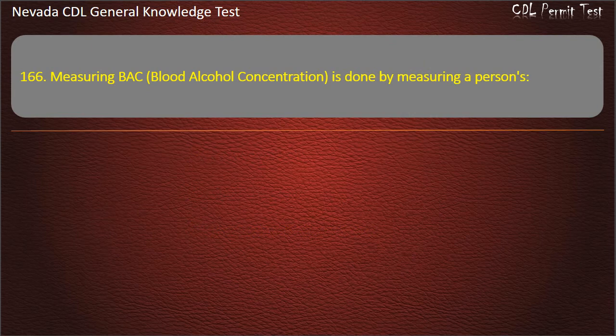Question 166. Measuring blood alcohol concentration is done by measuring a person's age, height, body weight. Answer. Body weight.